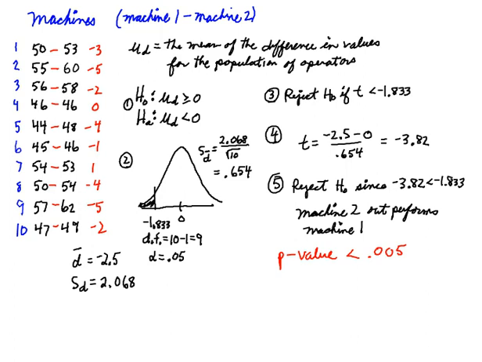If I use Excel to calculate a p-value, the p-value is more accurately equal to 0.002. And since that is less than 0.05, I'll reject h sub 0 and come to the same conclusion.